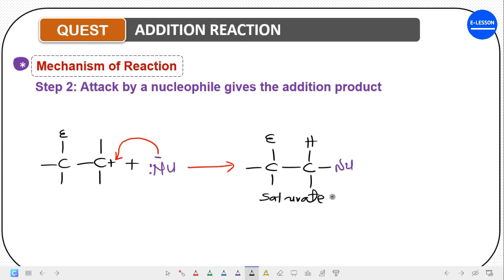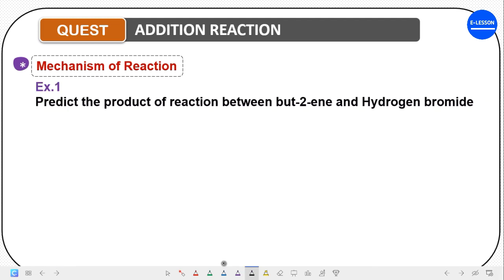So in addition reaction, the first step is formation of a carbocation by the electrophile. Then the second step is addition of the nucleophile to form the product. So let's see an example. Now you have an example here. Predict the product of the reaction between but-2-ene and hydrogen bromide. Let's see the product of the reaction between but-2-ene and hydrogen bromide.